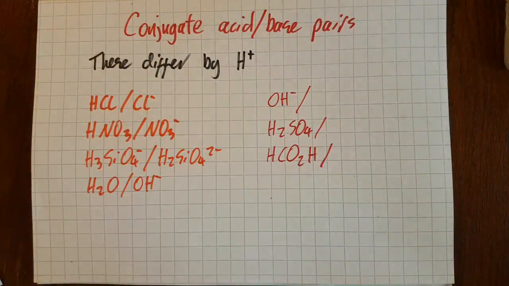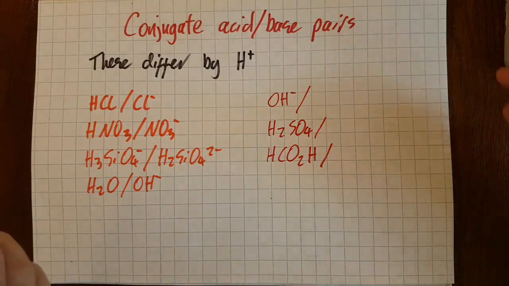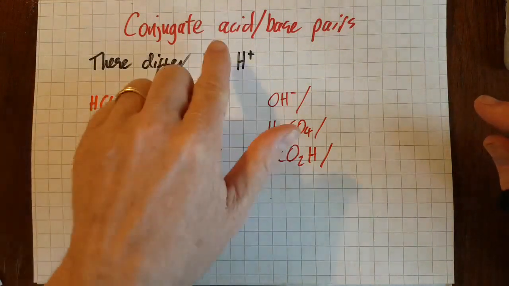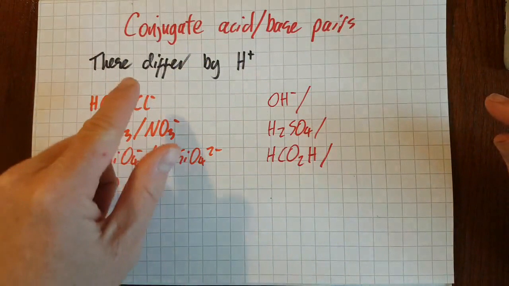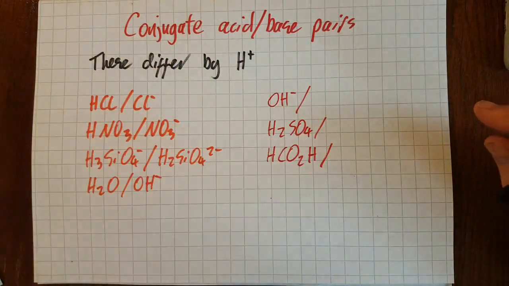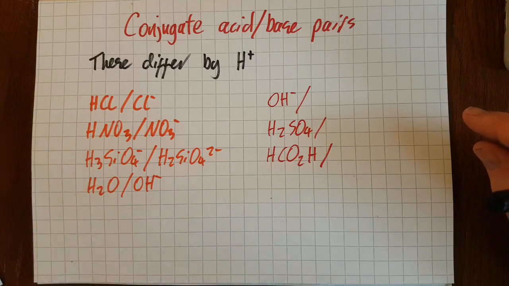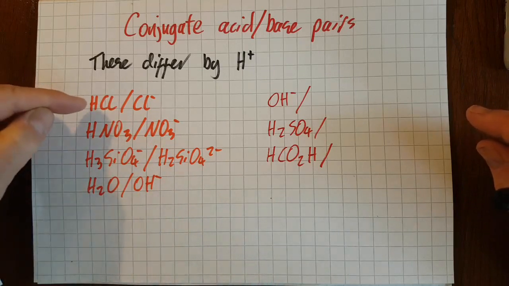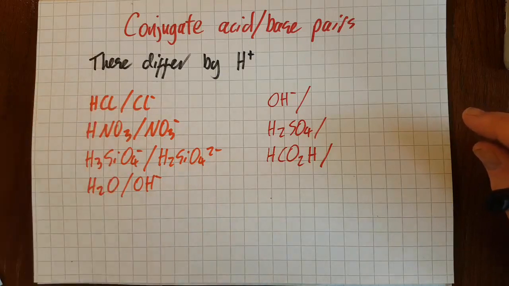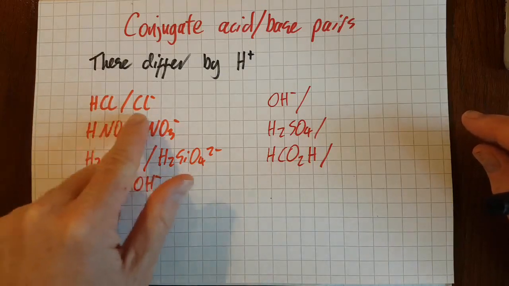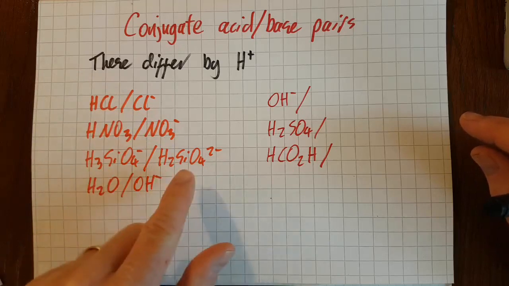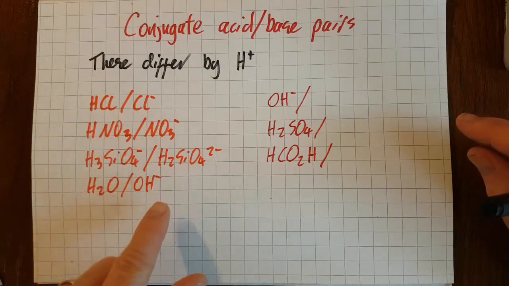Conjugate acid-base pairs. Well, these are normally multiple choice questions, and a conjugate acid-base pair is two chemicals that are different by just an H+, by a proton. So here you can see there are four sets of conjugate acid-base pairs. We tend to put the acid first and then the conjugate base second by knocking off an H+. So knock off an H+, knock off an H+, knock off an H+, knock off an H+.